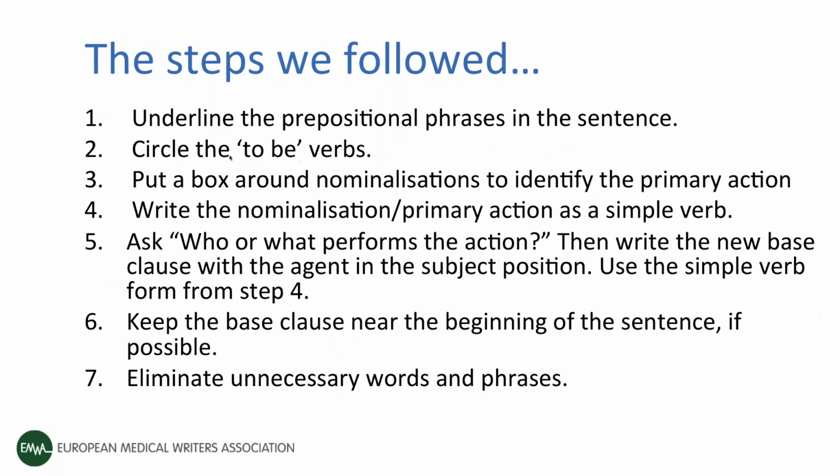So, just to summarise again, in fact what we actually did do, and if you wanted to take the time to quickly write yourself a checklist of the key steps, we looked for prepositional phrases, then we looked for to be. I like to put a box around nominalizations. Then I change it to a verb. I check that that verb is the main action of that phrase, because there will be other verbs in a sentence, particularly long, complicated sentences. Who does what?